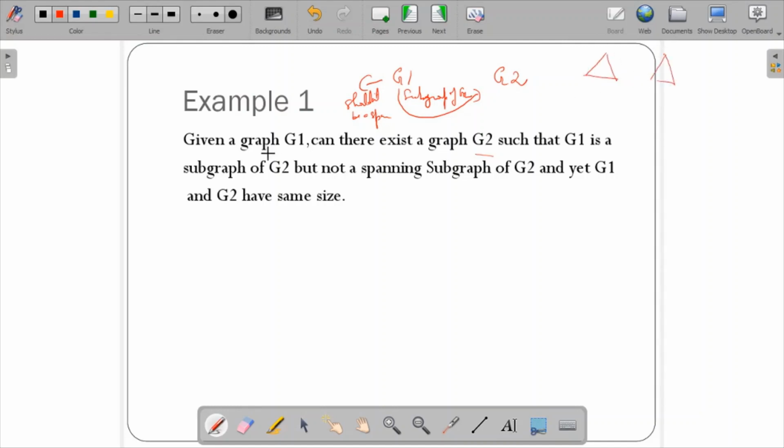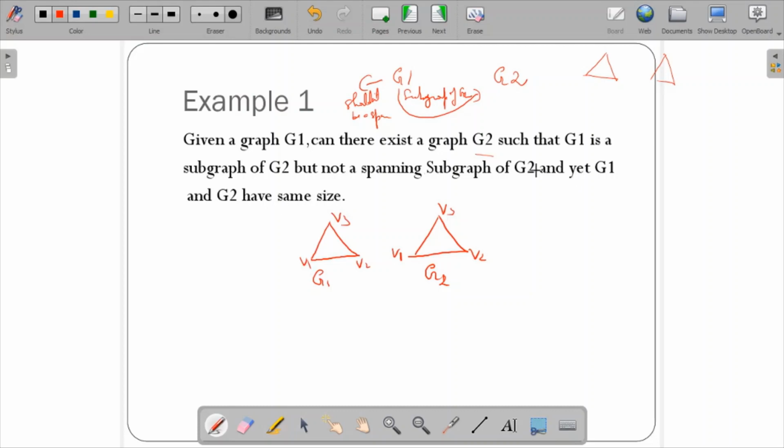Now for example, if I take these two graphs, let this be G2 and let this be G1. Let me name the vertices V1, V2, V3.